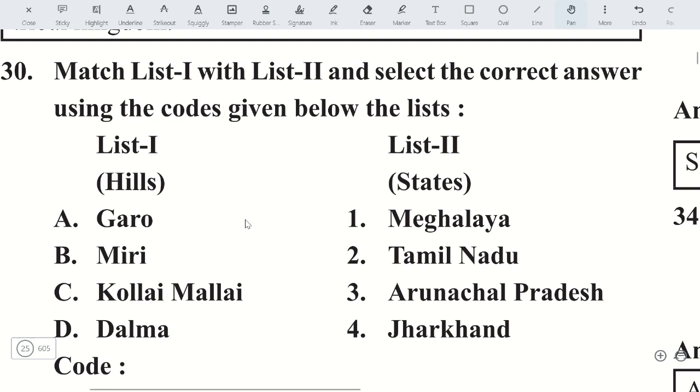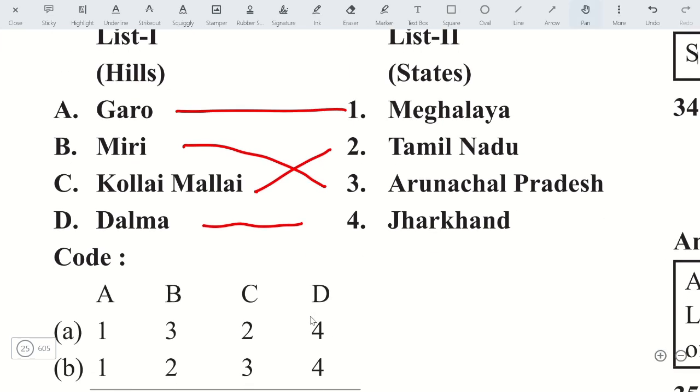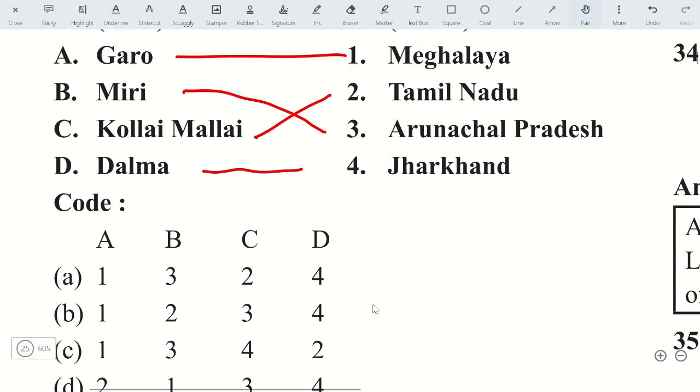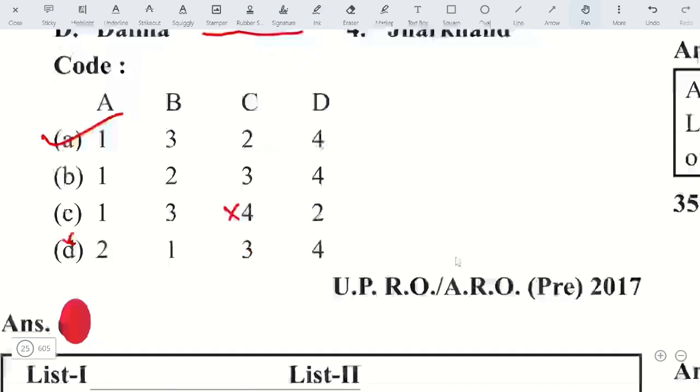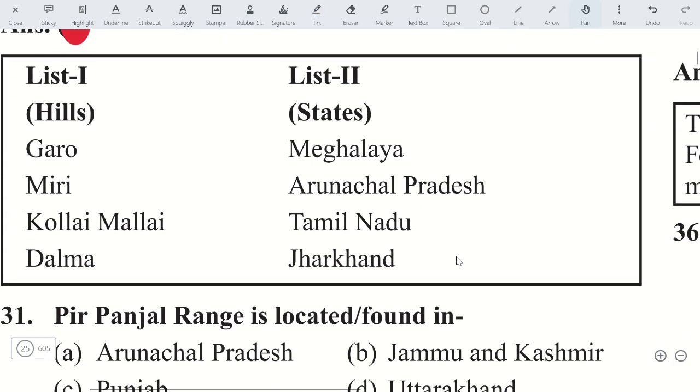We have to match list 1 with list 2. So let's match. Garo Hills located in Meghalaya, Mishmi located in Arunachal Pradesh, Kolli Malai located in Tamil Nadu, and Dalma located in Jharkhand. Let's see the options. Then which option will be correct? 1 is 1, then D is eliminated. D is 4, then C is eliminated, and B is 3. Then the A option will be the correct option. Let's move on to the next question.